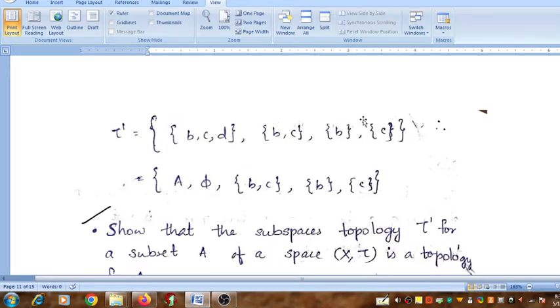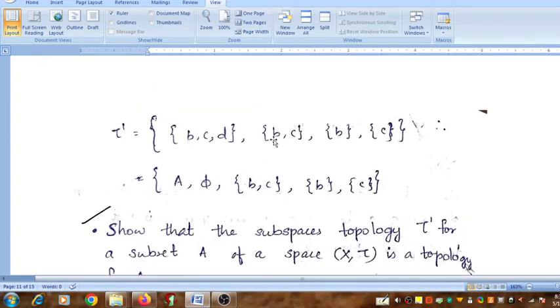There are only four subsets here in tau prime, but in the next line, when it is written, then phi is also written. Now there are 5 elements. So this is correct. There's a mistake. That mistake is that phi is missing here. So you may correct it.